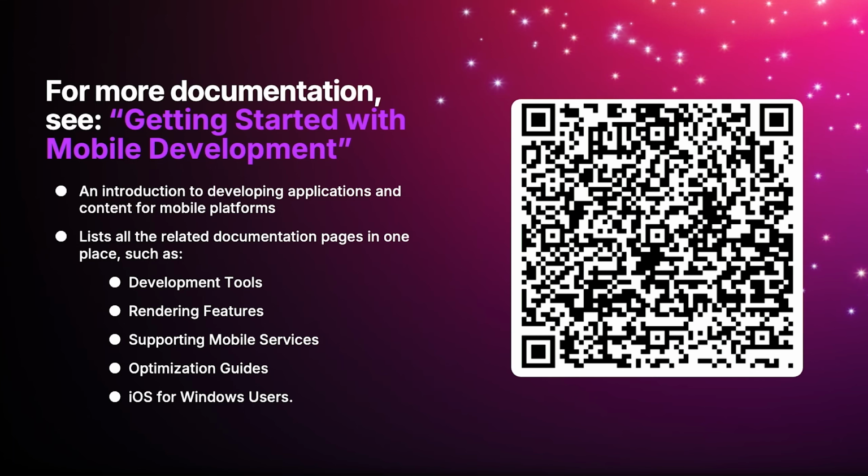If you want more documentation, you scan this QR code. It goes straight to our main Getting Started mobile development page, including 5.6 features and all the other neat stuff we have. If you are a Windows user, definitely check out the iOS for Windows.